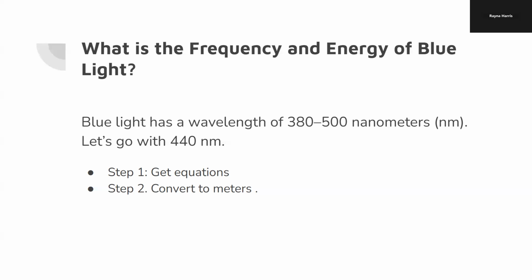We'll see in just a minute. Okay, so instead of 440 nanometers right here, we'll put 4.40 times 10 to the negative 7 meters. Then we can solve for velocity. What's 2.998 times 10 to the 8 divided by 4.40 times 10 to the negative 7?